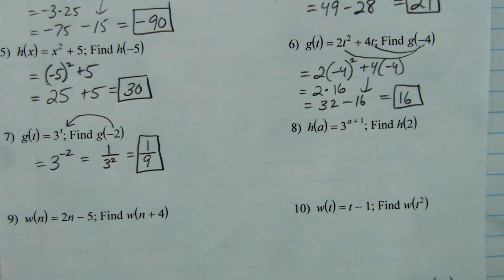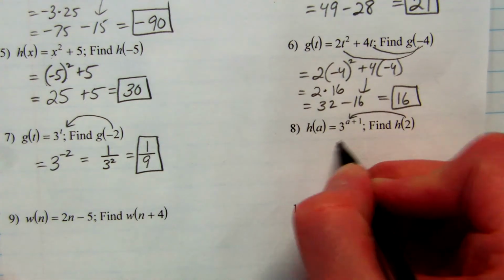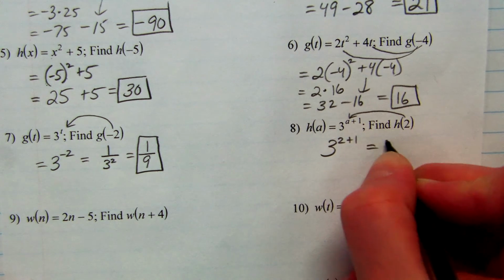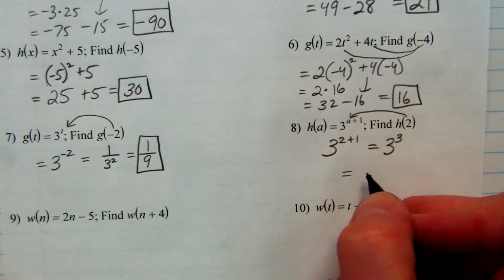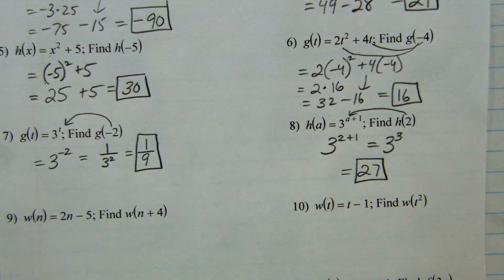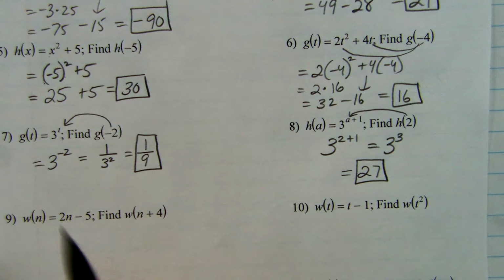Okay, so on number 8, when I put 2 in for A, I'm going to have 3 to the 2 plus 1 power, which would be 3 to the 3rd. So 3 times 3 is 9 times another 3 is 27. So we want fractions or integers on all of these on 1 through 8.